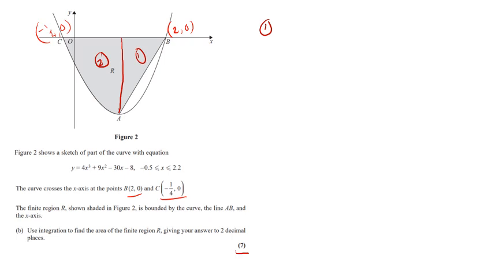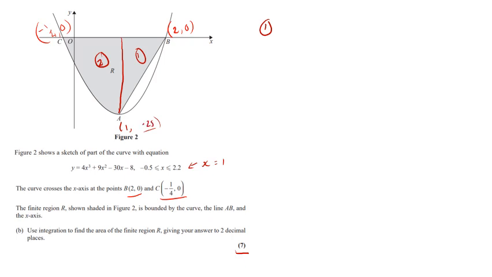If we remember from before, A is the point 1, something. So to find the y coordinate, I'm going to substitute x equals 1 into this. And I'm just going to do that now. We get 4 lots of 1 cubed plus 9 lots of 1 squared minus 30 lots of 1 minus 8, which gives me minus 25. So this here is minus 25.